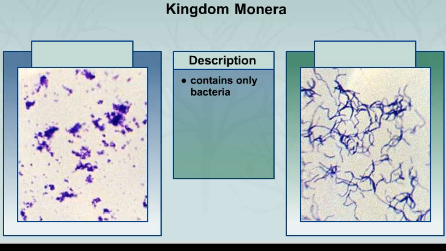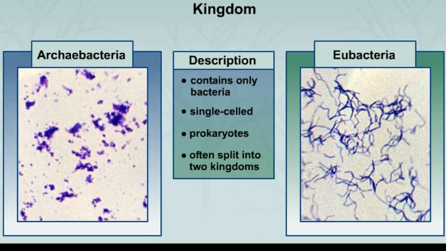The kingdom Monera contains only bacteria. Bacteria are single-celled and lack a nucleus. Therefore, they are prokaryotes. In the 6 kingdom classification scheme, bacteria are broken into 2 different kingdoms, Archaebacteria and Eubacteria, because they differ in internal components and where they live.